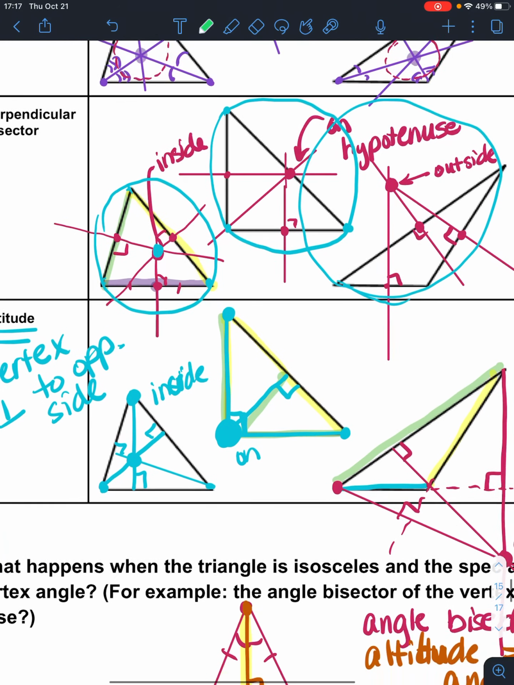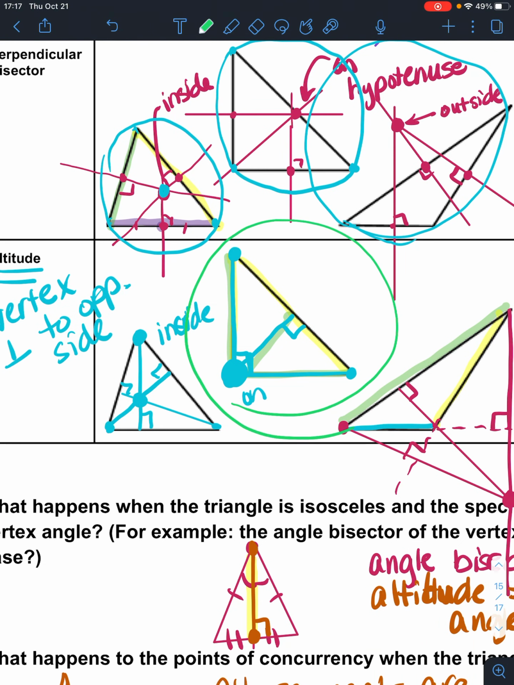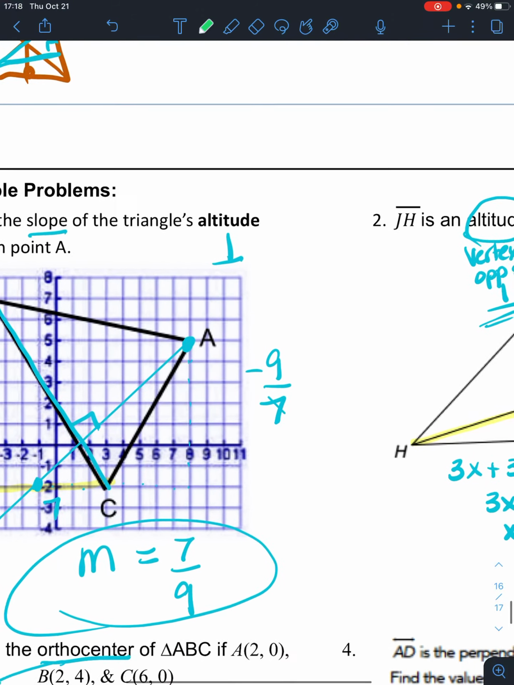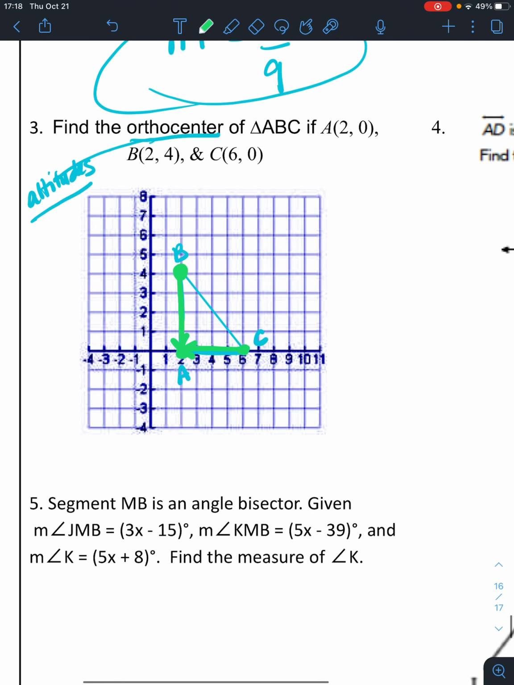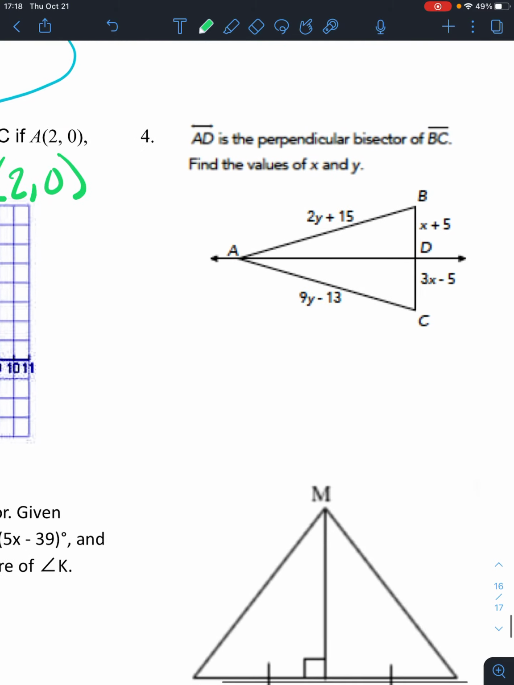And remember, go back up here, altitudes. Here's my altitude right here, right? So it is right there at the right angle. So since this is a right triangle, then I know that my orthocenter is going to be at (2, 0), at the intersection of the legs of that right triangle.